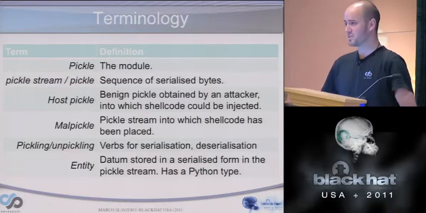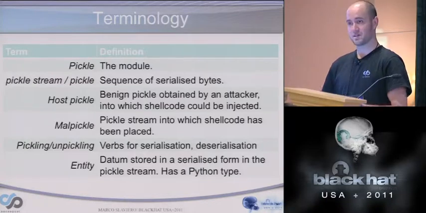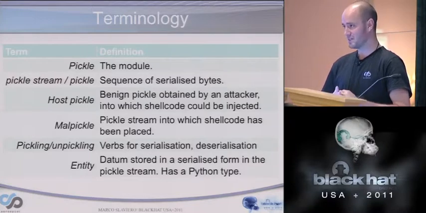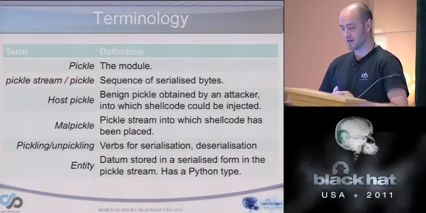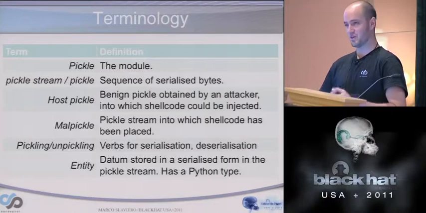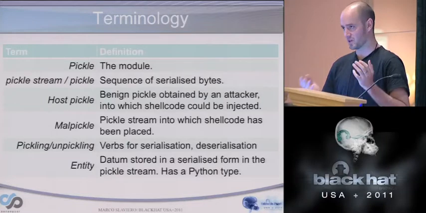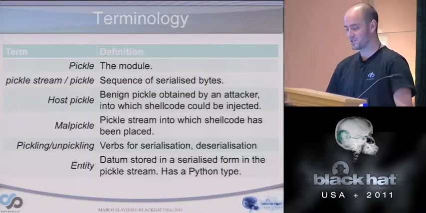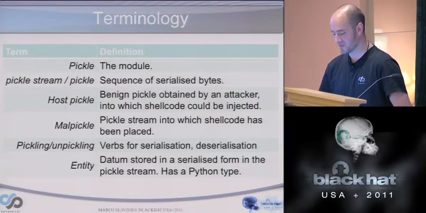The first is a host pickle. This is a pickle that you come across somehow, and it's one that you are able to control completely. So this is the thing that you get to write into. That is the host pickle. A mal pickle, or a malicious pickle, is one that you've written shellcode into. So we've got a host pickle, and when we write bad stuff into it, it becomes a mal pickle. And then if I talk about pickling and unpickling, those are just verbs for serialization and deserialization. That's Python terminology.